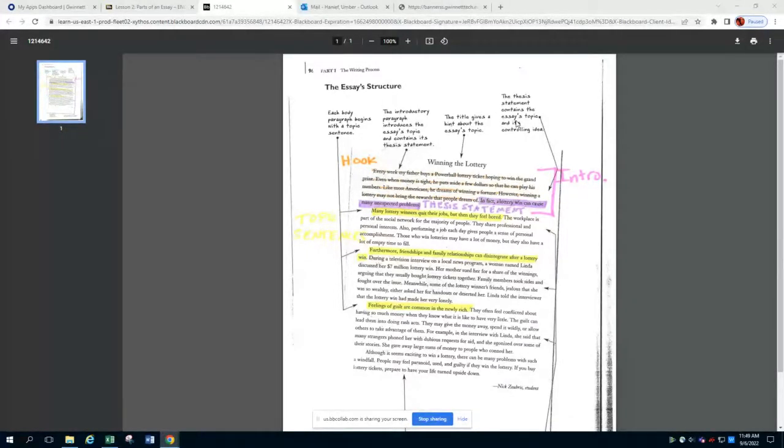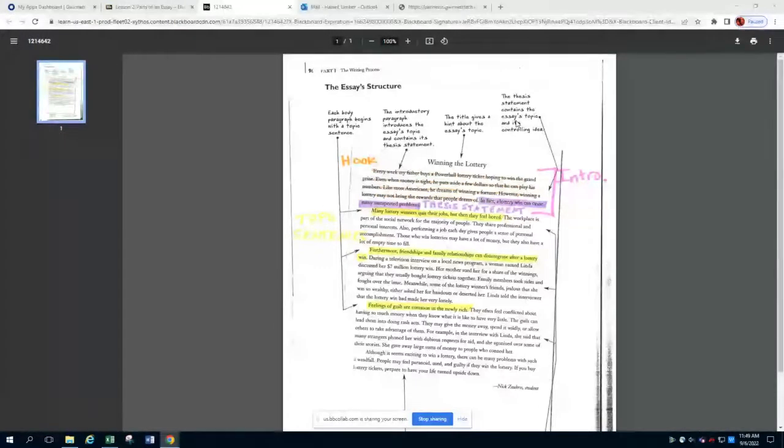Very good. Now, tell me how many paragraphs there are in the body? Three. Every one of those paragraphs begins with something called a topic sentence, and the topic sentence is following up on that thesis statement. The thesis statement told me that this essay is going to be about problems that you have from winning the lottery.